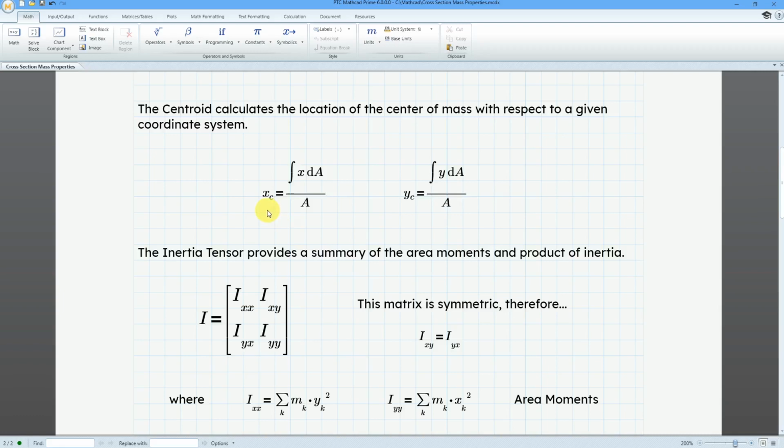The centroid in the x direction is the integral of the x values times the slices of the area divided by the total area. And corresponding for the location of the centroid in the y direction, well, it's going to be the integral of the y coordinate with respect to the slices of A divided by the total area.